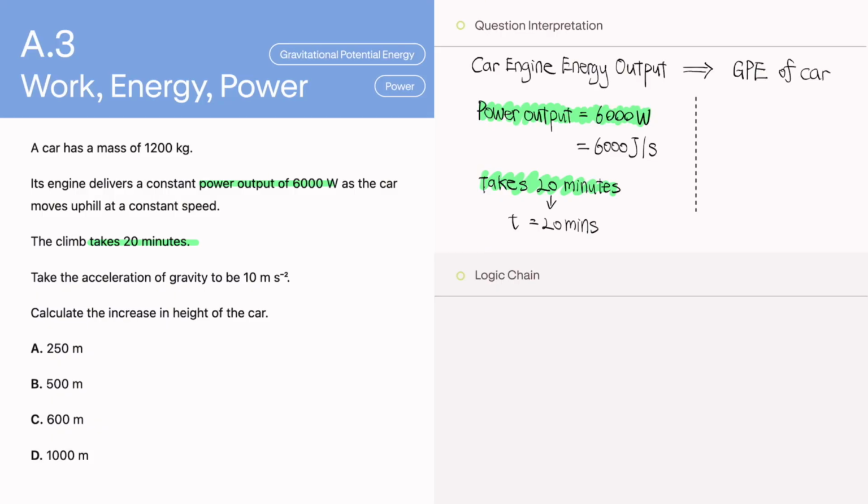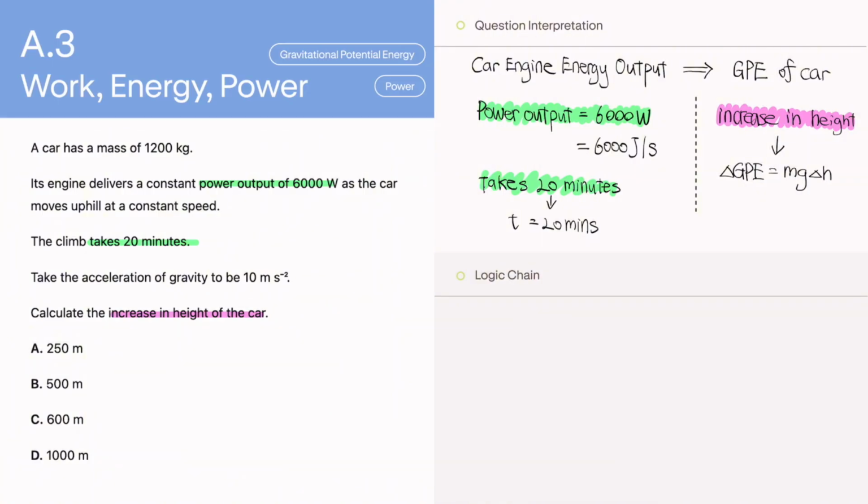Now let's move on to the gravitational potential energy of the car. The question asks for the increase in height of the car. From the formula sheet, ΔGPE equals mgΔh, which means change in gravitational potential energy equals mass times g, the constant, times the change in height.